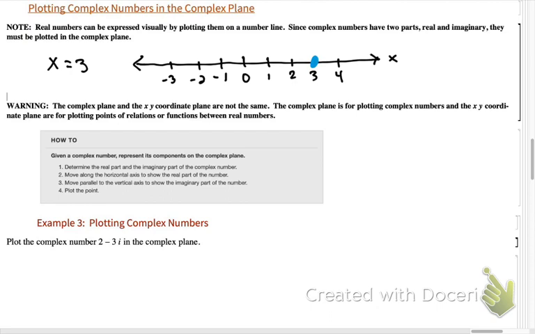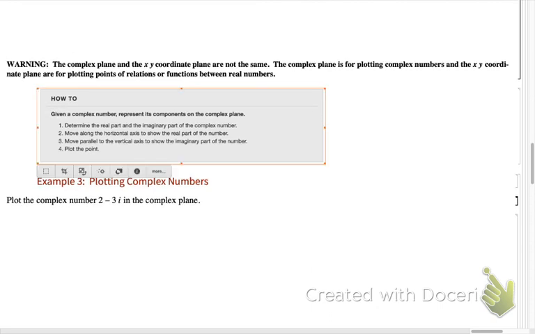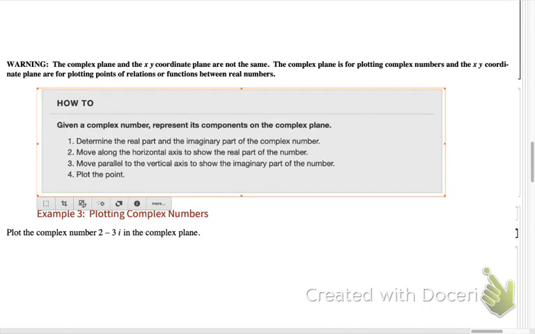Okay, so how to, in the box here: given a complex number, we're going to represent its components on the complex plane. Step 1 is to determine the real part and the imaginary part of the complex number. We're going to move along the horizontal axis to find the real part, and then we're going to move vertically, parallel to the vertical axis, to show the imaginary part of the number. And then we're really just going to essentially view the real part and the imaginary part as the x and y coordinates of a point.